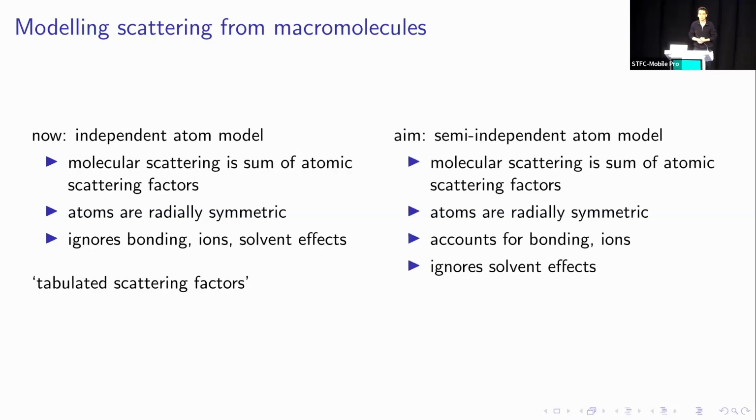Now, our aim is to try to address some of the shortcomings of this model while keeping its computational tractability and develop this kind of semi-independent atom model in which the molecular scattering is still a sum of atomic contributions and atoms are still radially symmetric and we still ignore solvent effects, but we would like to account for the main source of error in this model, which is bonding and ionization. We'd like to account for those effects.